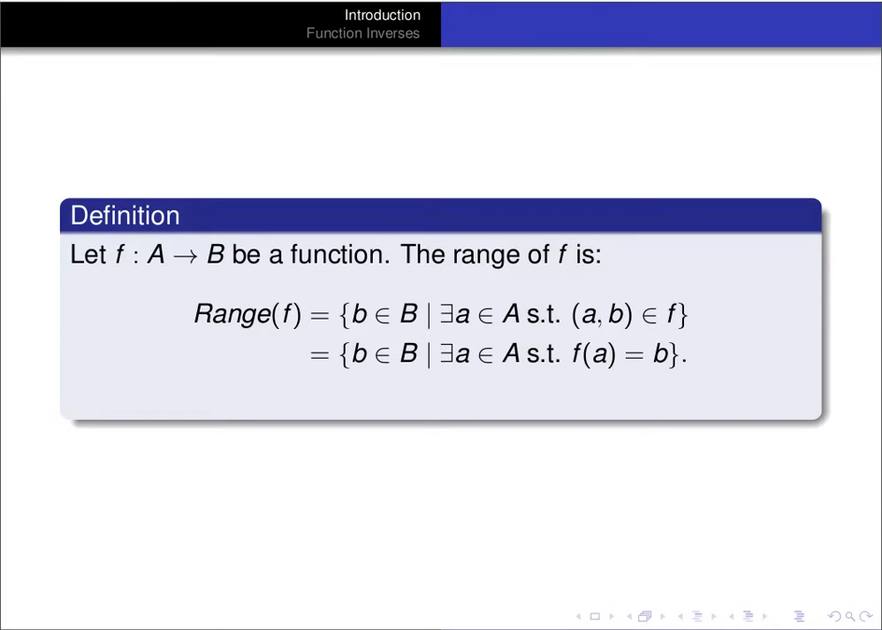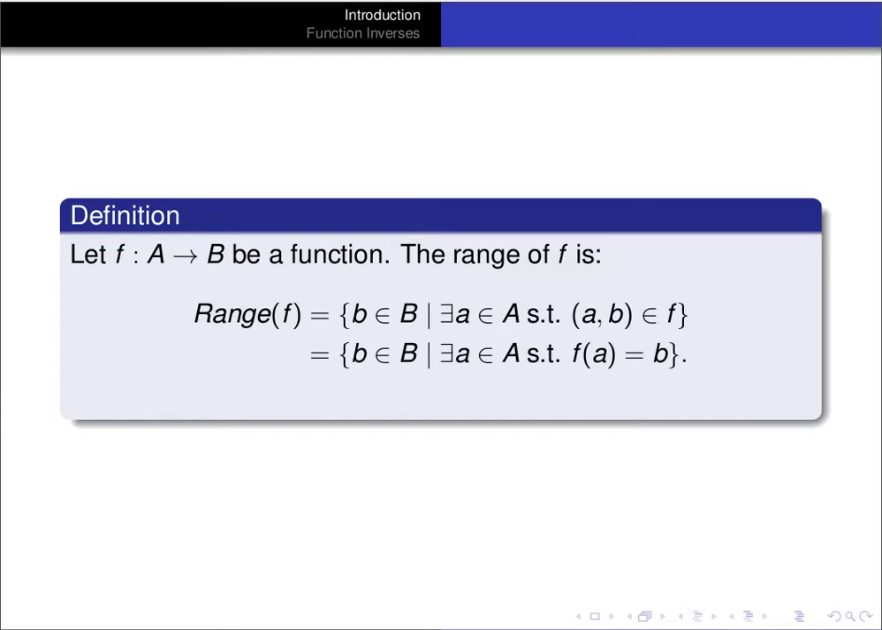The range is the set of all elements of B so that for some a in A, the pair (a, b) is in f. So it's the set of all b in B such that for some a in A, f(a) is equal to b. So the range of f is the subset of B that consists of elements which the function actually hits with elements from A.